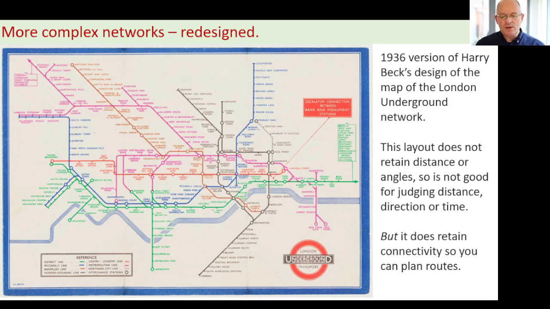And finally, one last thing on networks. This is Harry Beck's 1936 design of the map of the London Underground to try and simplify it and clarify it. So here it doesn't retain distance or angles of the lines, it doesn't retain position, so it's not really very good for judging how far apart stations are in the real world, but it was designed to allow you to plan a route between two stations quite quickly and easily by only allowing lines to run horizontally or vertically or at 45-degree angles. And there you see the result, and it gives a clearer layout, I think, in many ways.